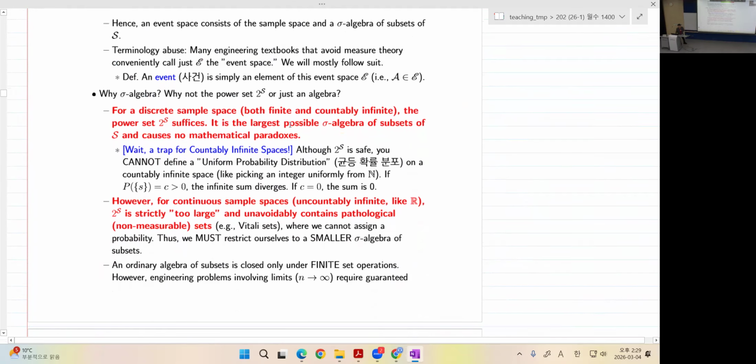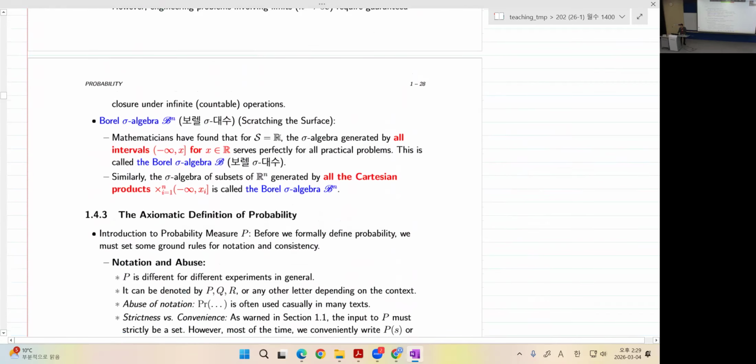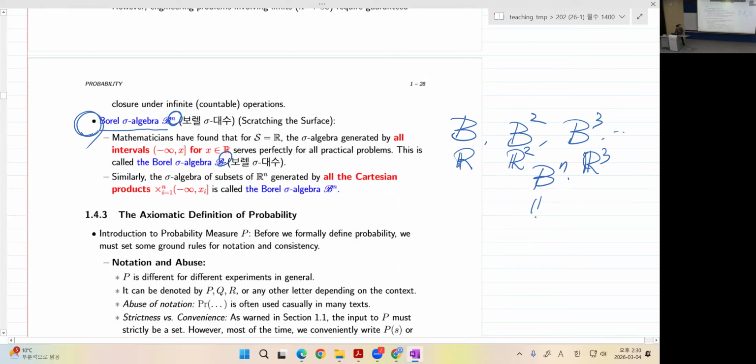Let me just skip this, okay? But here, an interesting thing comes. There is a sigma algebra called the Borel sigma algebra or Borel sigma field, and there are many types with this superscript or exponent. So B and B2, of course, B3 and B anything like this. And they are all related with the set of real numbers, the set of pairs of real numbers. So they are all related.